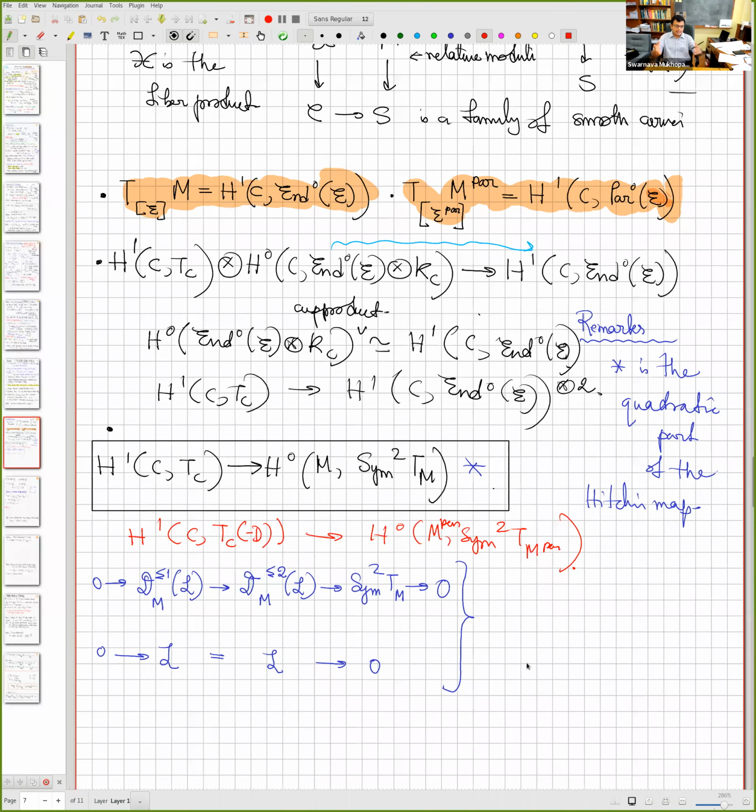So now, to construct a connection, what do we need to do? We want to construct a connection on pi lower star of L. So that means we need to know how the variety, the line bundle and a section deform.